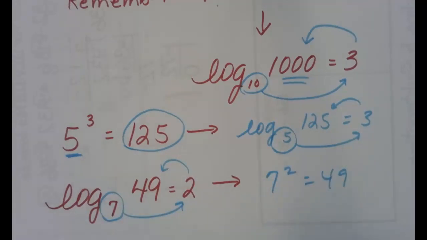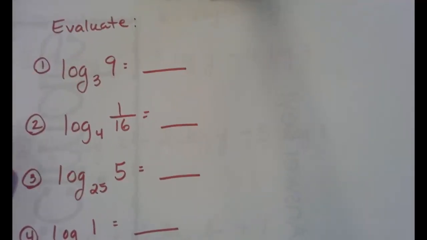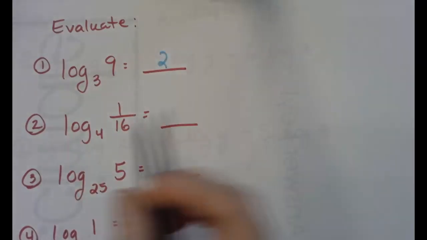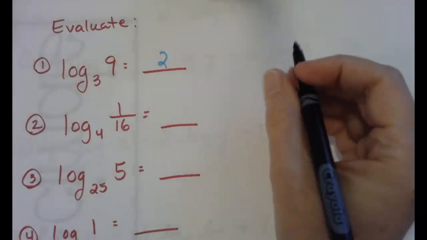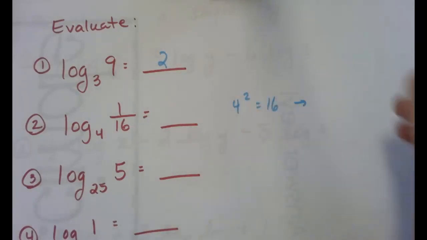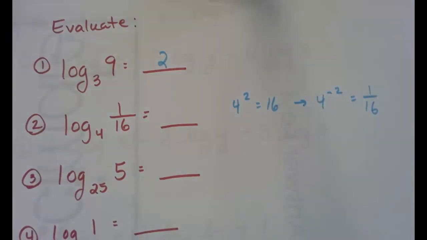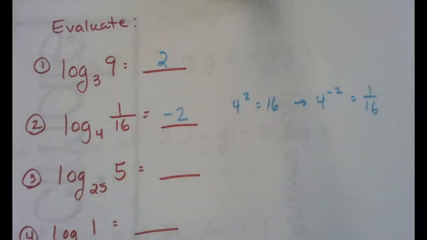So when you see a logarithm and not sure what goes where, go back to something that you know is true. So let's do some evaluations here, and we can just ask these as questions. 3 to what power is 9? 2. 4 to what power is 1 over 16? If you're unsure, think about the powers of 4. If 4 squared is equal to 16, then 4 to the negative 2 is 1 over 16. Therefore, log base 4 of 1 over 16 is negative 2.